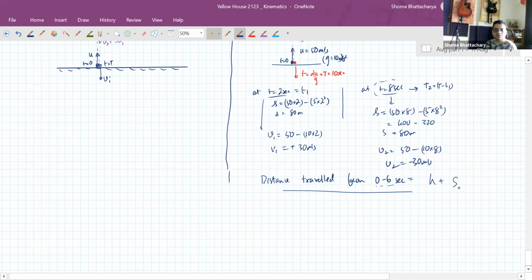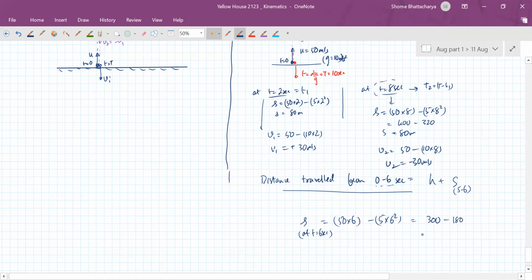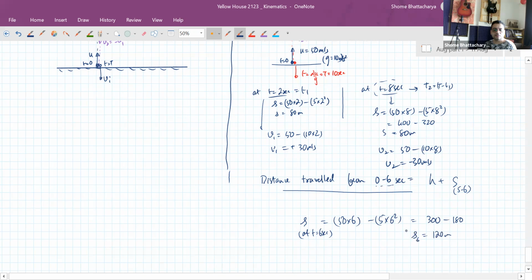So the distance will be this plus the displacement from 5 to 6 seconds. Now for 5 to 6 seconds, you can use the formula of displacement only. You can calculate the displacement at t equal to 6 seconds, which tells you where it is from the ground. That is ut minus half gt square, so 300 minus 180, which gives us 120. So at 6 seconds it is at 120 meters from the ground. How much has it traveled between 5 and 6 seconds? 5 meters.